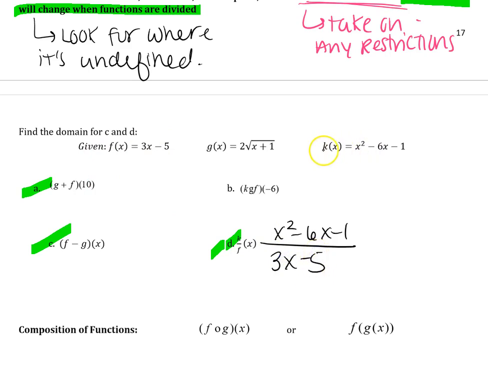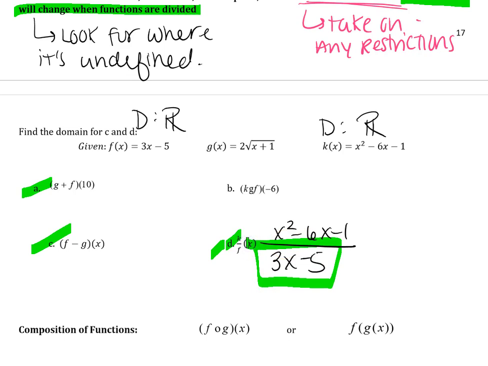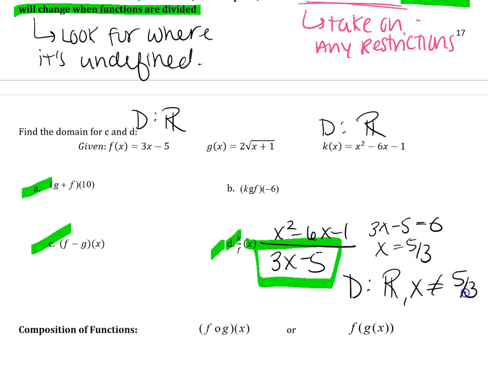Okay, now separately, the domain of a parabola is all reals, right? The domain of a line is also all reals. So separately, they have no restrictions, but when you put them together, this denominator can become 0. So you need to say, well, I have a restriction here. If I set this equal to 0 and solve for x, x would be 5/3. So what that tells me is the domain of k of x divided by f of x is all reals, except x cannot equal 5/3, because if you plug it in, that would cause your denominator to go to 0. Okay?